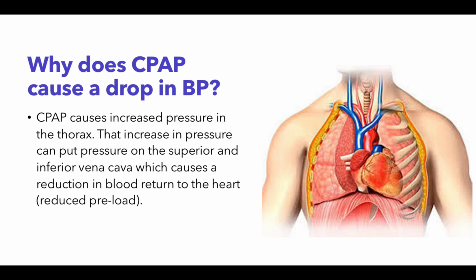So why is hypotension a contraindication for CPAP? Well, CPAP causes increased pressure in the thorax. That increase in pressure can put pressure on the superior and inferior vena cava, which causes a reduction in blood return to the heart, or reduced preload.